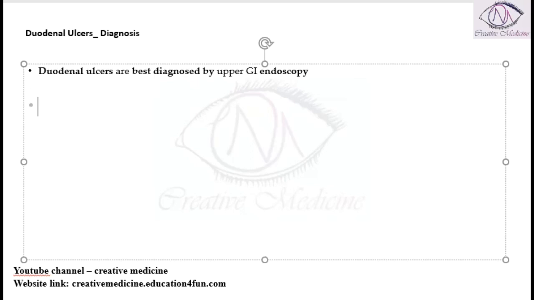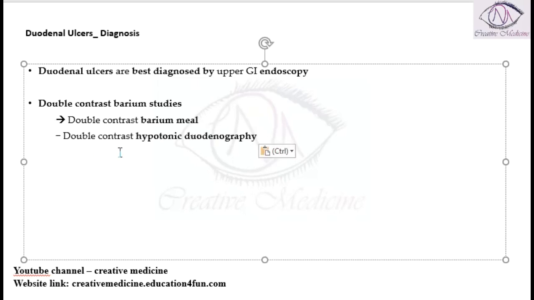Then, double contrast barium studies can also be done for a duodenal ulcer. Like a double contrast barium meal can be done, or you can also do a double contrast hypotonic duodenography. Double contrast barium studies, like double contrast barium meal and double contrast hypotonic duodenography, can be done for a patient with duodenal ulcers.